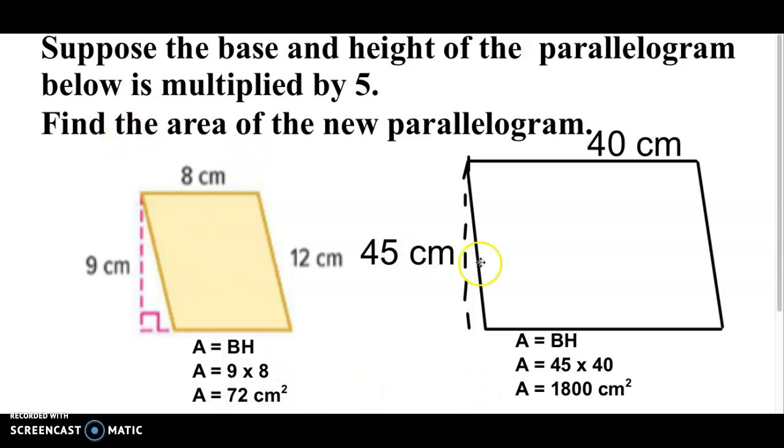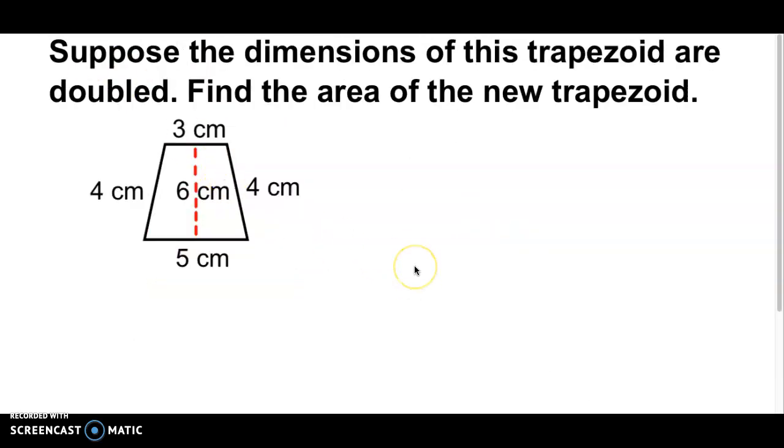But again, you can just keep drawing it out like I like to do to find the answer to the problem. Suppose the dimensions of this trapezoid are doubled. Find the area of the new trapezoid. So you might have to look at your formula, which was add the bases together times the height, divide by 2.